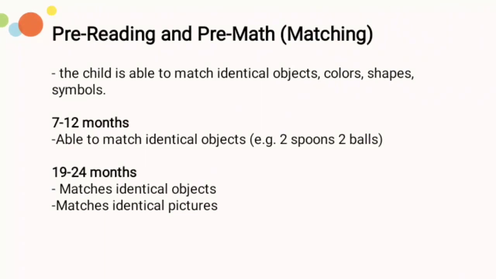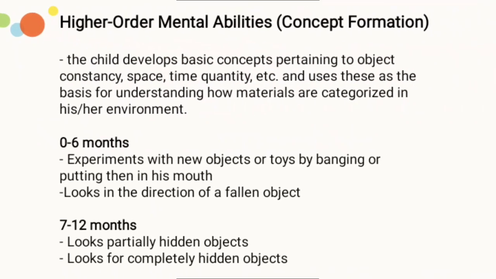So when talking about pre-reading and pre-math, the child is able to match identical objects, colors, shapes, and symbols. In 7 to 12 months, they are able to match identical objects like 2 spoons or 2 balls. In 19 to 24 months, they will learn to match identical objects and identical pictures.